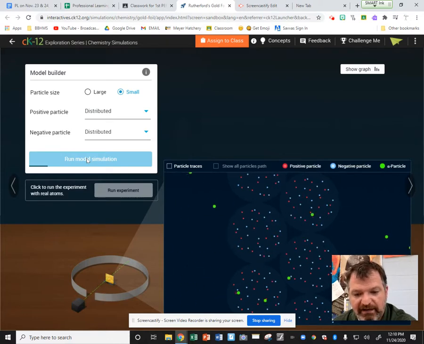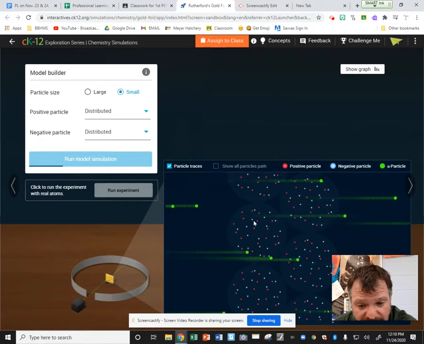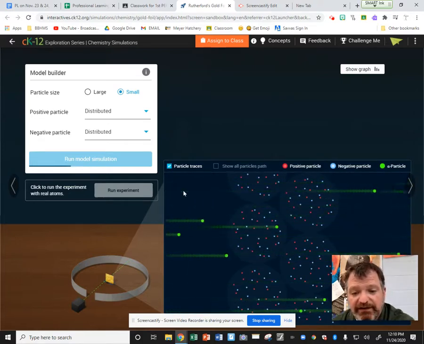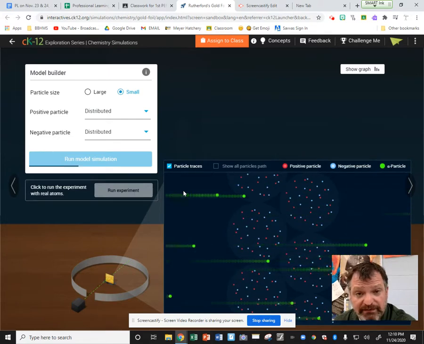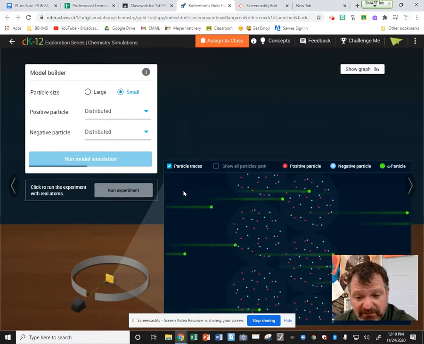Okay, most of these alpha particles, which are the green, and you can click right here to see particle traces. I kind of like that, to see where they're going. Most of the atom is empty space, and they're all flying right through. None of them are being ricocheted.